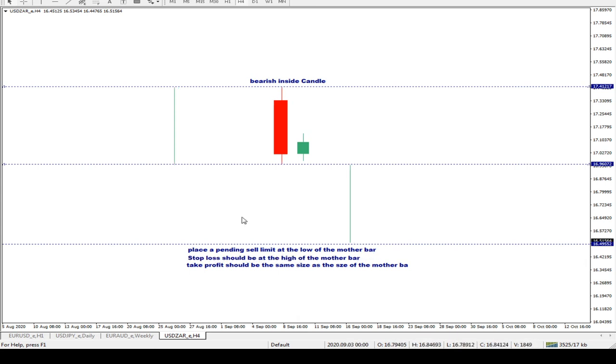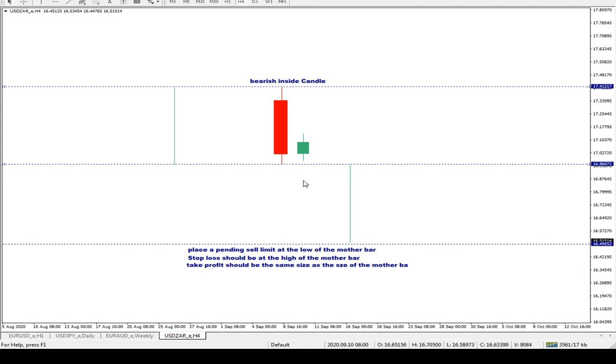So these are some of the few rules which I look at, especially when I'm trading the inside bar candle. As I mentioned before, these are one of my best strategies, inside bar and engulfing candles, and I also do a lot of pin bar trading. So this is how I basically trade inside bar.